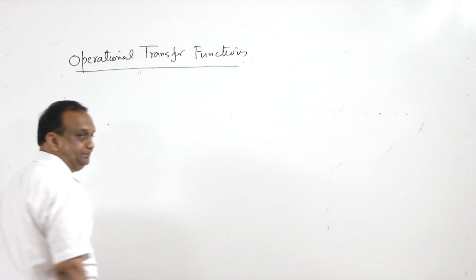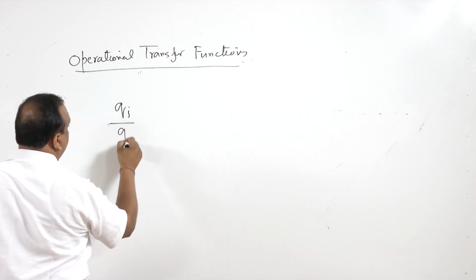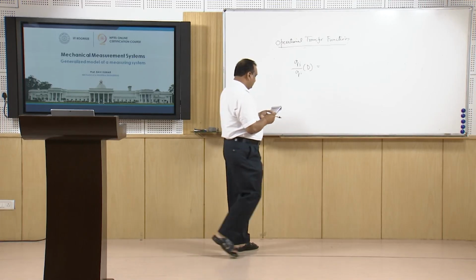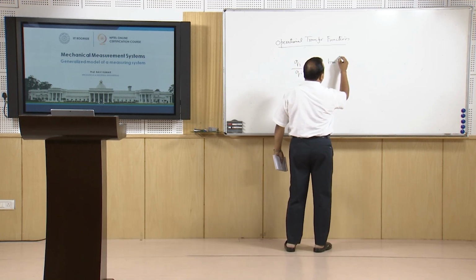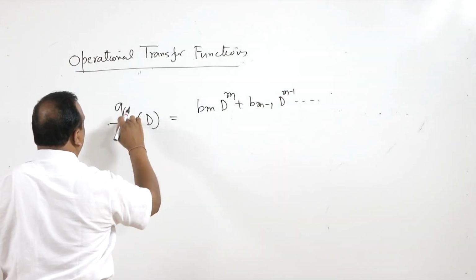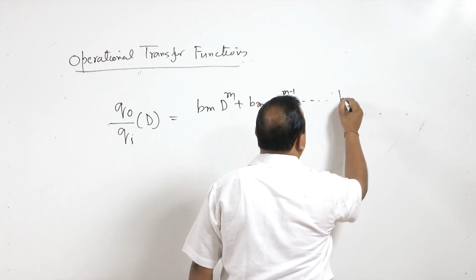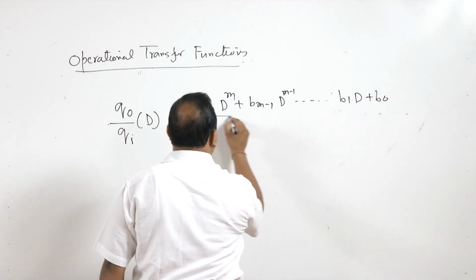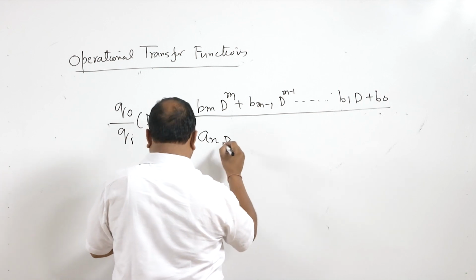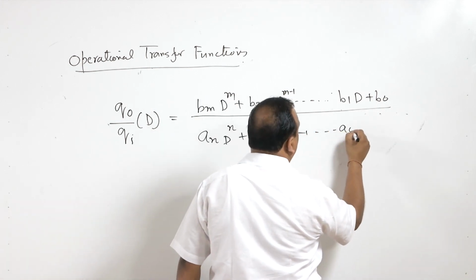Now, operational transfer function is depicted by QO by QI, and this is equal to (BM dm plus BM minus 1 dm minus 1 and so on, plus B1 D plus BO) divided by the input, which is (AN d raised to power n plus AN minus 1 d to the power n minus 1 and so on, plus AO D plus AO).